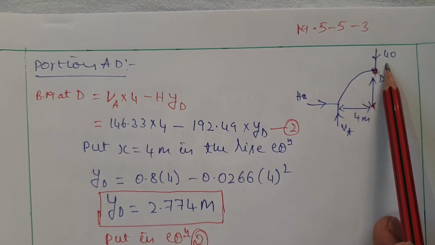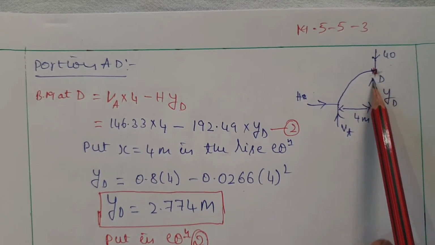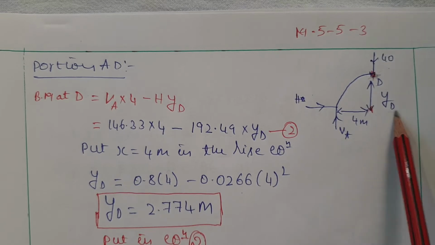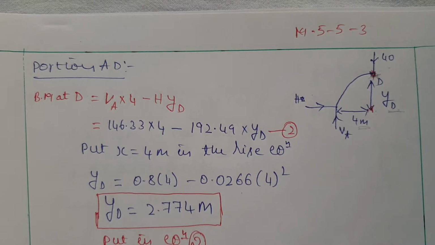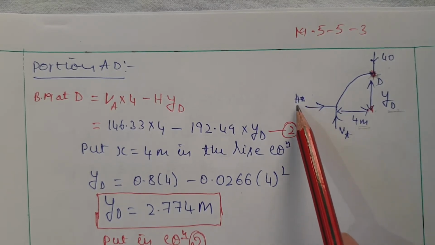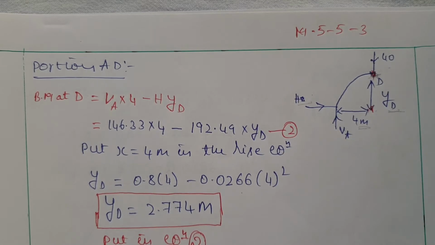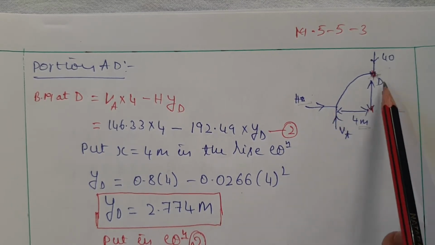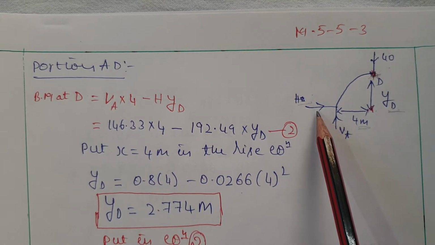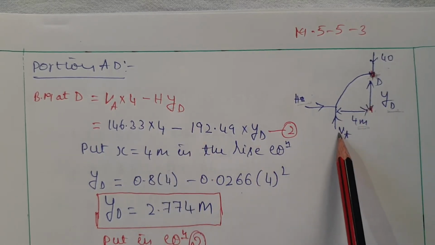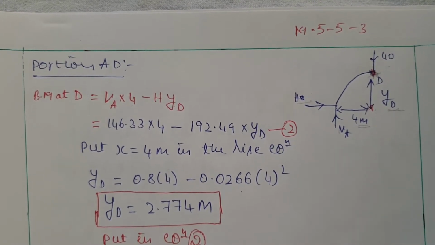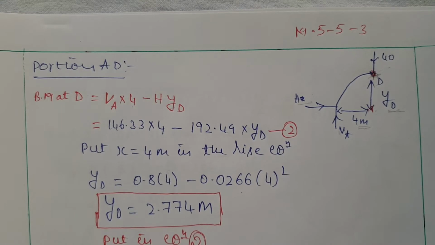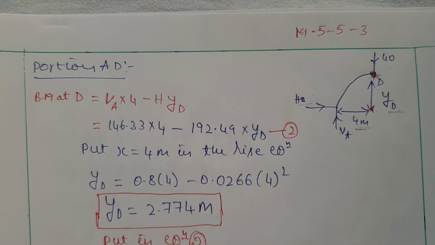We have to find the moment at point D. The 40 is acting at point D. No worries, we don't know the perpendicular distance from here to here, so I am considering it as YD, and we know the horizontal distance here to here is 4 meters, as given in the question. We know the horizontal force H as well as the vertical force VA. So I am finding the bending moment at this point: minus H into YD plus VA into 4. That will be the bending moment equation. But we don't know YD. For that, we use the rise equation. If you put x value as 4 in the rise equation, then you come to know the YD value.